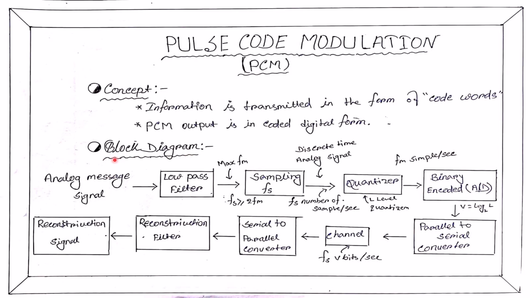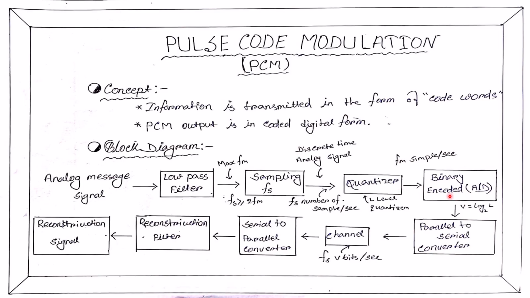Next, block diagram. The process begins with the message signal passing through a low-pass filter which removes high-frequency components. The filtered signal then goes to the sampling stage, producing a flat-top pulse amplitude modulated signal. This PAM signal enters the quantizer, which rounds off its samples to the nearest quantization level, giving us quantized PAM.